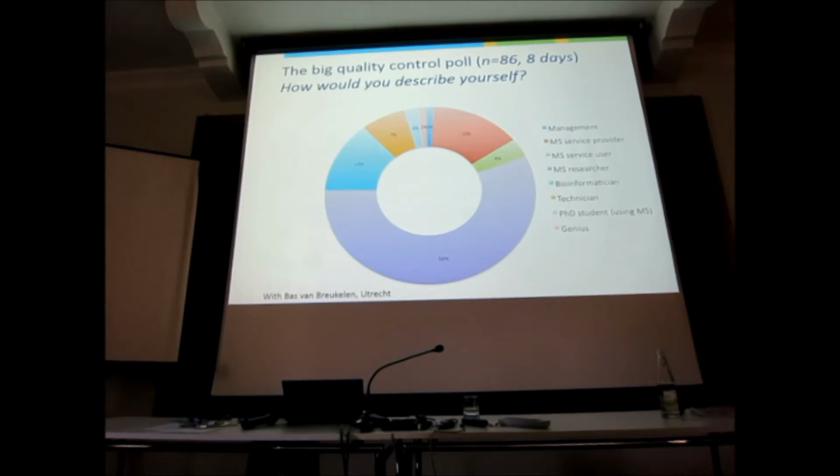So, what we did was to gauge the interest in quality control. We did a little poll. We did this at the MPC meeting in Utrecht, together with Bas van Breukelen. First thing we asked, we had 68 respondents that took 8 days to collect. And then it said, how would you describe yourself? And you see a lot of people are MS researchers, which is the most generic term. You have some management people, 1. You have some bioinformaticians, quite a few actually, 13. And you have some service users and some technicians. And we have 1 genius.